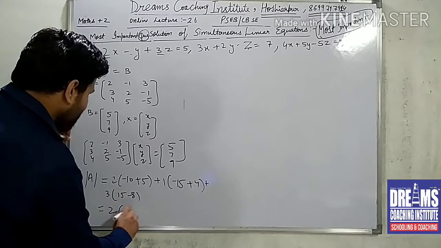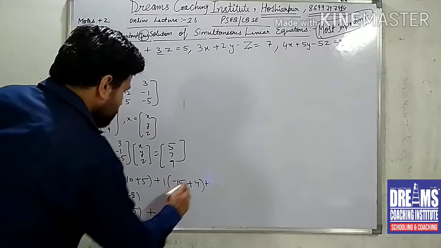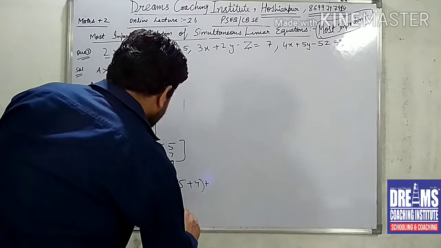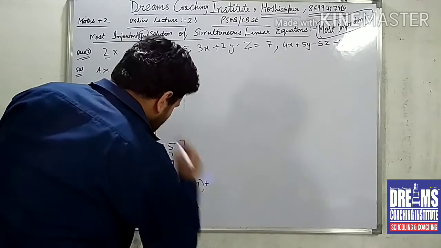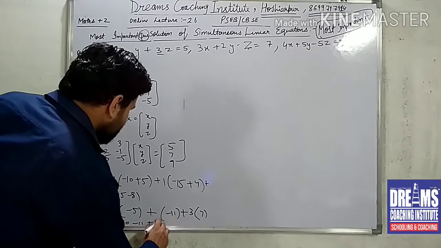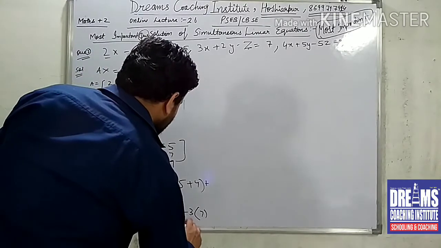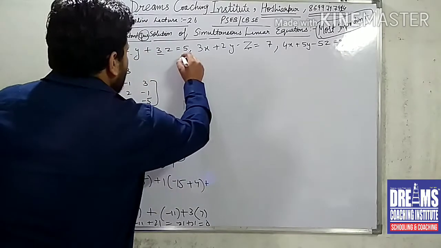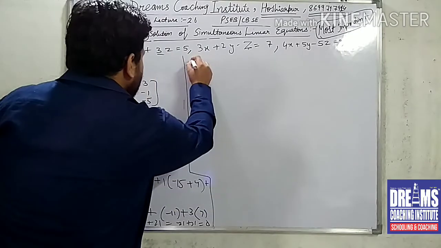So this is 2 minus 5 plus, this is minus 11 plus 3. 15 minus 8 is 7. So this comes to be minus 10 minus 11 plus 7 3s are 21, which is equals to minus 21 plus 21, which is equals to 0. So in this case A determinant becomes 0.